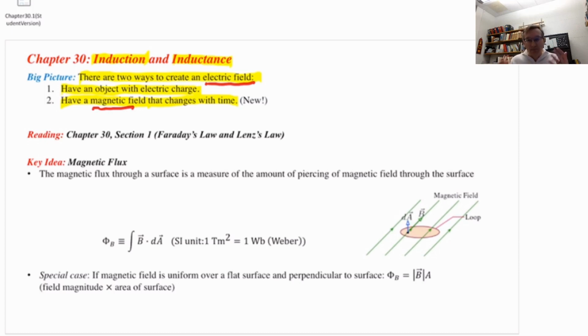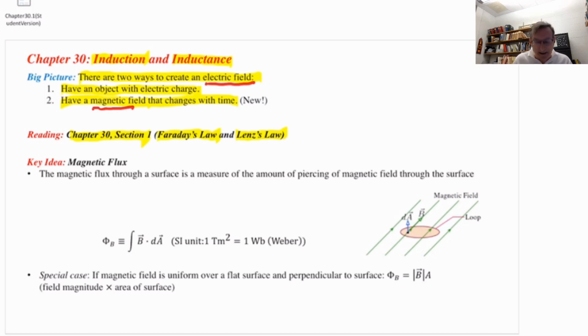So let's step away from the big picture and just start with one new idea. Now I'm going to be talking about chapter 30, section 1. We're going to have some laws now named after various people. Michael Faraday is one of those persons, so we'll have Faraday's law. And then we'll also have something called Lenz's law. Faraday's law will be in the part 1 video. Lenz's law will be in part 2. But I'm not even ready for those things yet. I need to step back and talk about another idea.